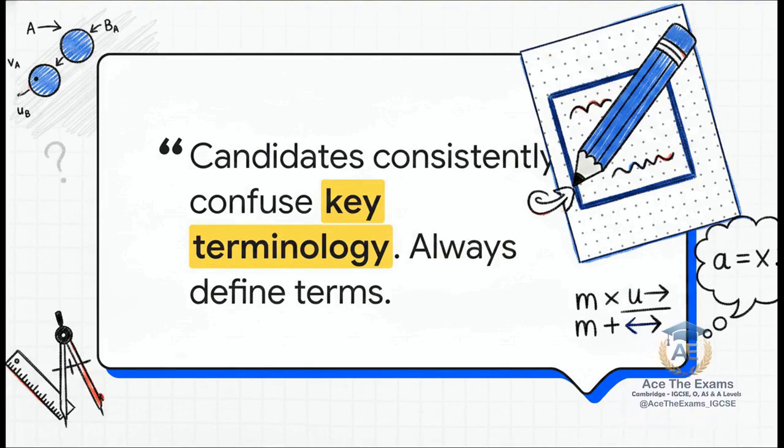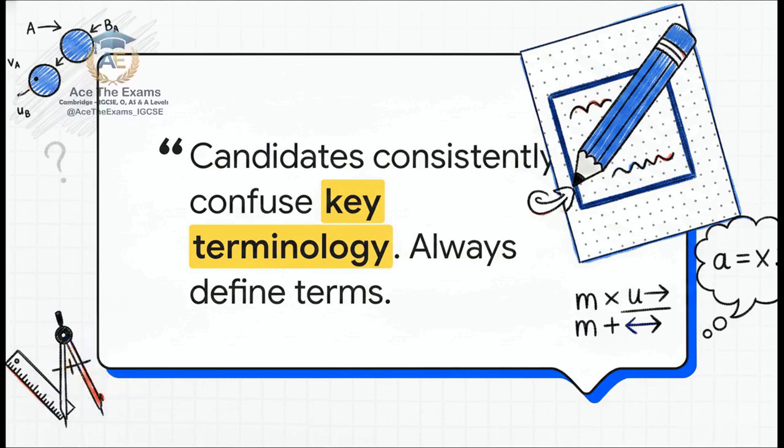And this leads us to a massive, flashing red light warning directly from the examiners themselves. I quote, "Candidates consistently confuse key terminology. Always define terms before using them in extended responses. Practical application in 4.3 Momentum means acting like a professional mathematician. You absolutely must use appropriate terminology.